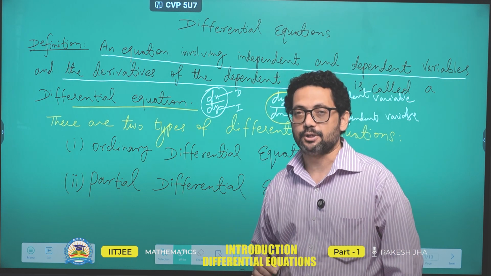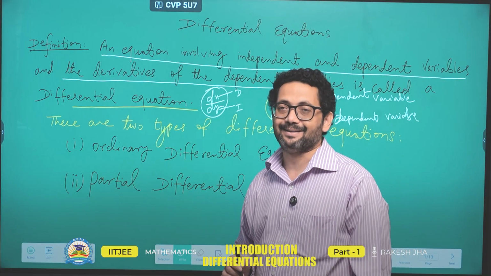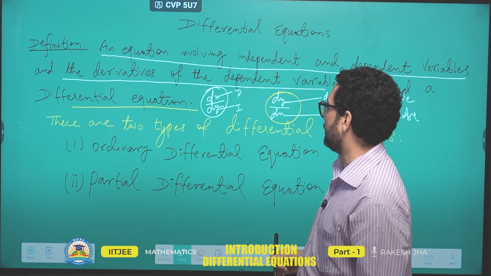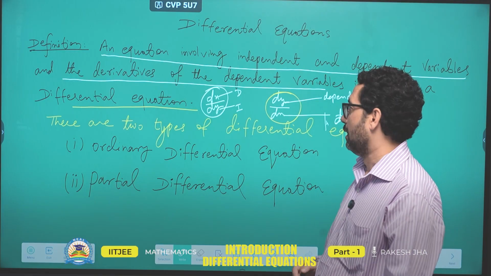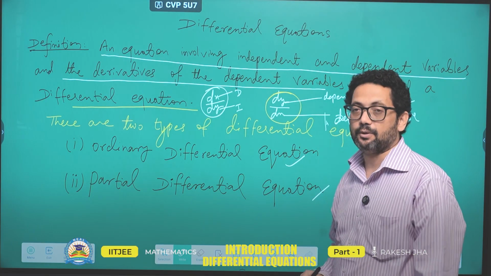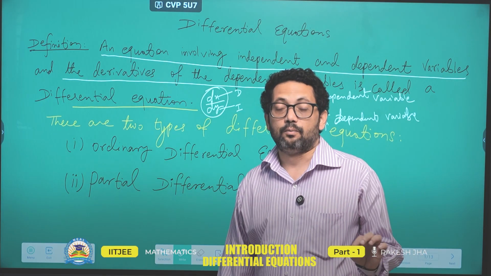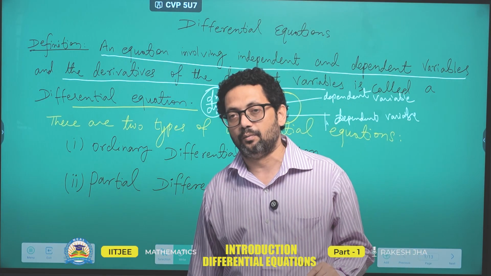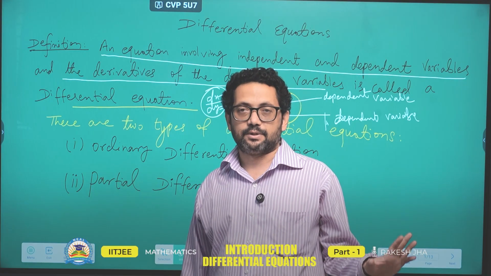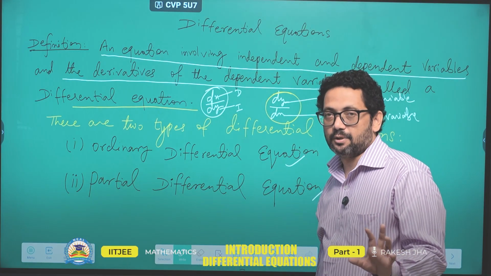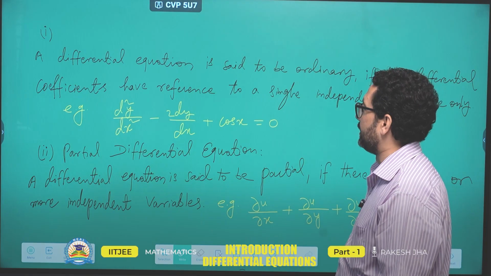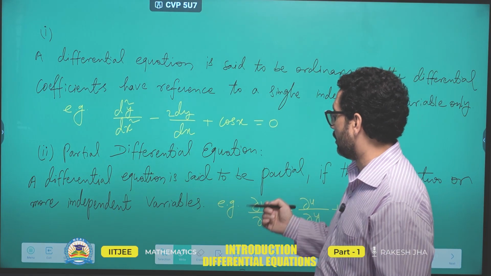As we have understood, an equation that involves a dependent variable and an independent variable and the derivative of the dependent variable is called a differential equation. So we have basically two types of differential equations. One is ordinary differential equation and one is partial differential equation. We will talk about this one by one, but here I would like to tell you that we are dealing with ordinary differential equation, not the partial one. It is beyond the scope of our syllabus, but I will just give you a brief idea about partial as well.